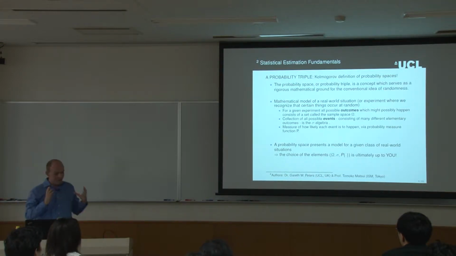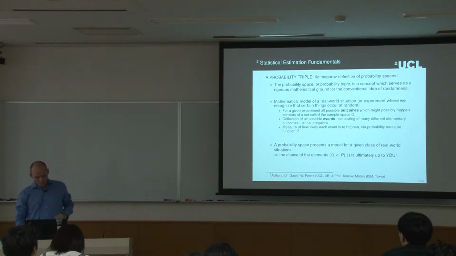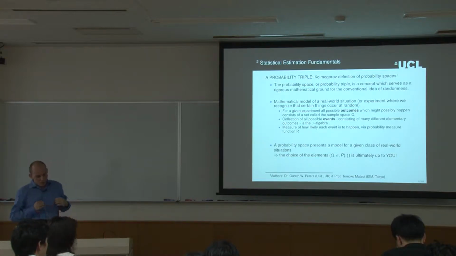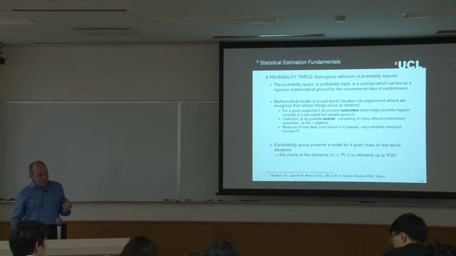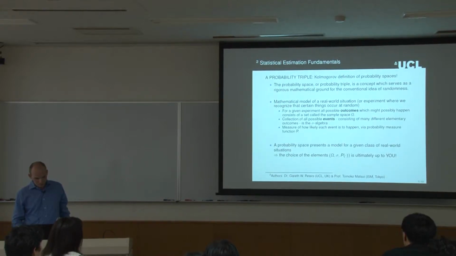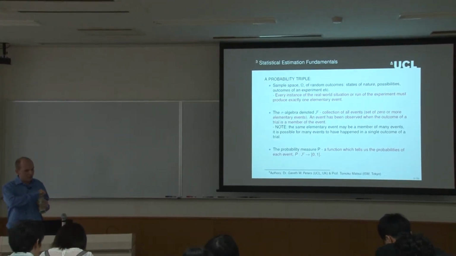Then we have the collection of all possible events, where an event consists of many different elementary outcomes. So elementary outcome and elementary event and an outcome is the same concept, just referred to in a different way. And then we have this third component of the triple, which is that we want to measure how likely each event is to happen. So we have a probability measure P for this. So our probability space presents a model for a given class of real-world situations, and we have to make a choice of this probability triple. So let's dig into a bit more detail of the triple here, and I'll give an example.